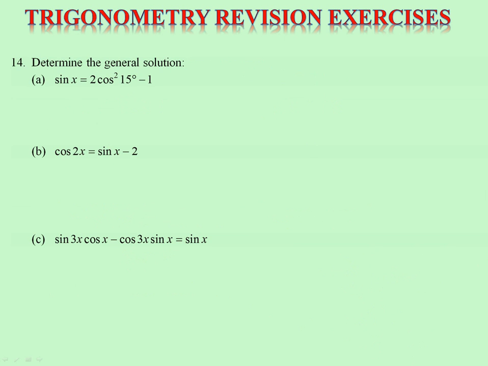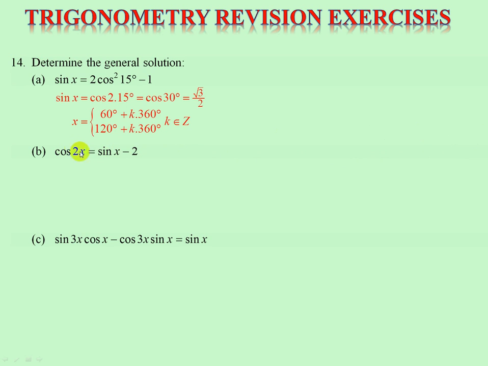Number 14. This is the last question. Determine general solution. Sine x equals 2 cos squared 15 degrees minus 1. Oh, well, there I recognize the double angle formula, remember? This is why you need to know your double angle formula. 2 cos squared x minus 1 is cos 2x. So therefore, 2 cos squared 15 minus 1 is going to be cos of twice 15, which is cos of 30, which is root 3 over 2. So we have sine x equals root 3 over 2. Quadrants, first and second, because it's positive. There we are. 60 degrees, key angle 60, so 60 degrees plus k 360, 180 minus 60 degrees plus k 360.